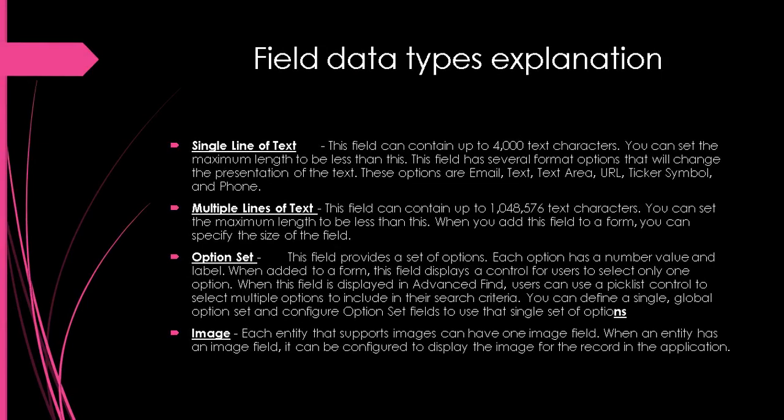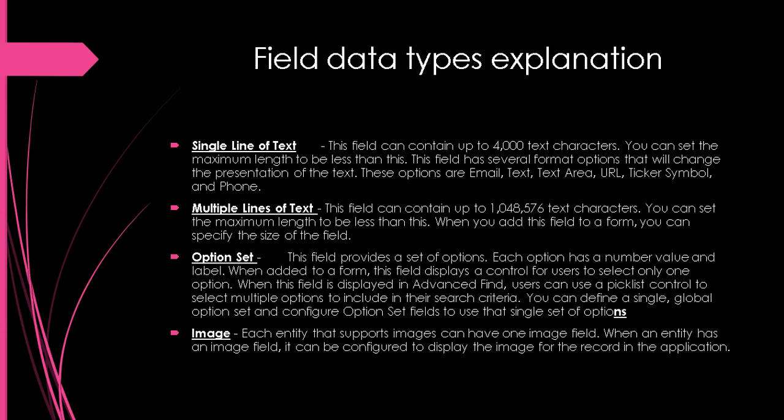Field data types explanation. Single line text is used to contain 4000 characters. So it is a simple field used mostly for text characters, or if you want to insert some text values inside a particular field. Multiple lines of text provides more text characters, like we can use it for the address field.